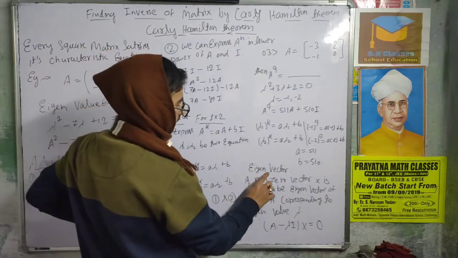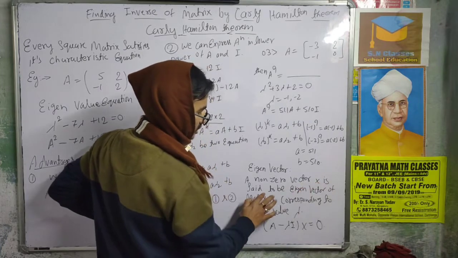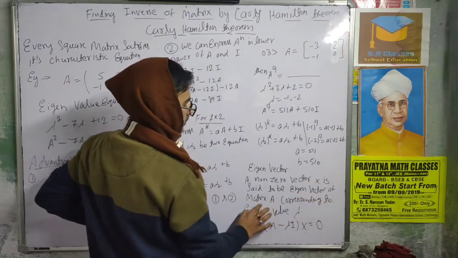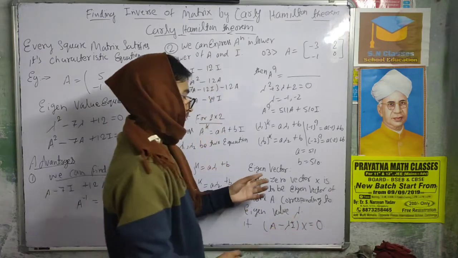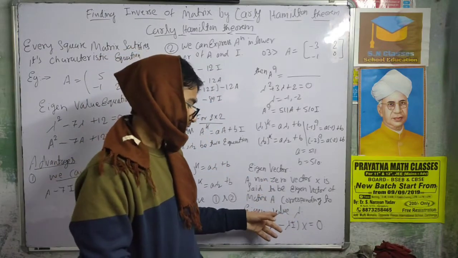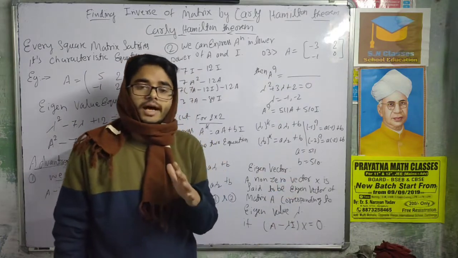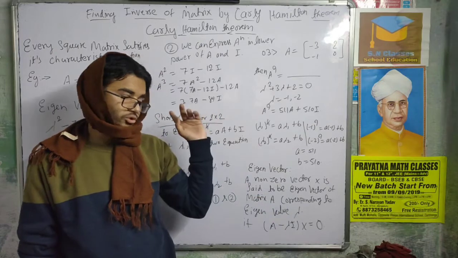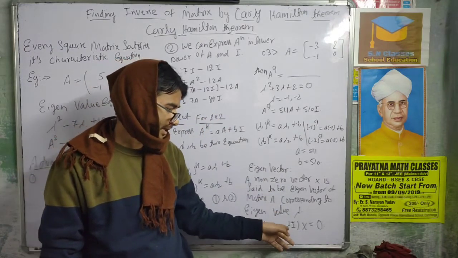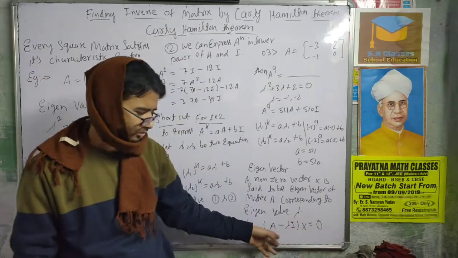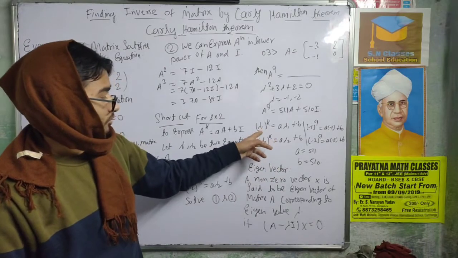Understood? An eigenvector: a non-zero vector x is said to be an eigenvector of a matrix A corresponding to the eigenvalue lambda. For the eigenvector, we will find it corresponding to the eigenvalue. Before the eigenvector, we need to find the eigenvalue. How to find the eigenvalue? I have told you in the previous slide. The eigenvector is found from A minus lambda times I into x. That also I told you in the previous slide. No problem, you only need to find lambda.